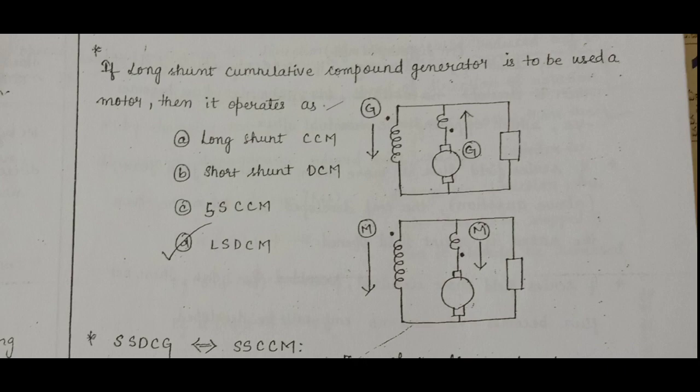So it is a long shunt differential compound motor, because the current directions are reversed in a motor, but the flux of the two shunt and series poles are opposing, see in the figure. So it is a differential compound motor.